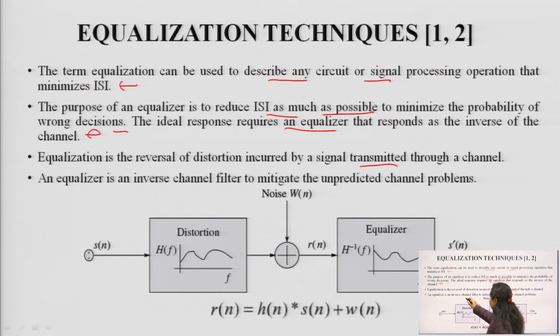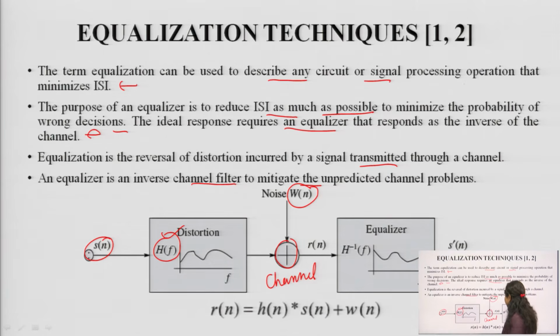An equalizer is an inverse channel filter to mitigate the unpredicted channel problem. Like you can see, in case of this equalization technique, there are different types of equalizers that are used. This is the signal that has been received, and it is applied to a filter which has a transfer function given by H f. Now, this is applied to a channel. At this channel, additive noise will be there, which is given by W n. This is additive white Gaussian noise.